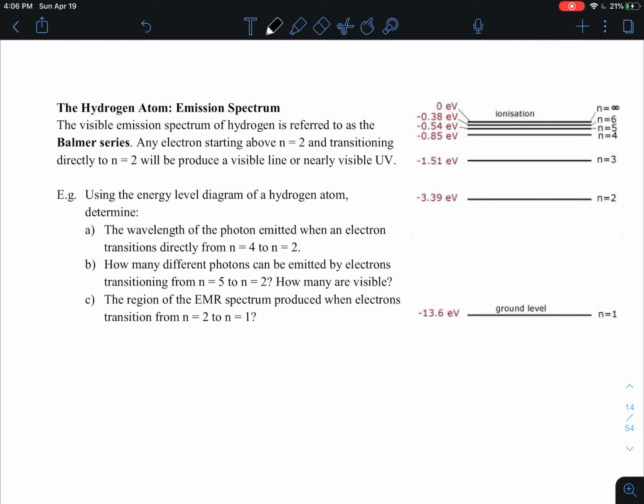All right, so the hydrogen atom in the emission spectrum. The visible emission spectrum of hydrogen is referred to as the Balmer series. In this case, any electron starting above level 2 will transition to level 2, and this will be found in the visible spectrum or nearly visible in the ultraviolet. So this is a special series known as the Balmer series.